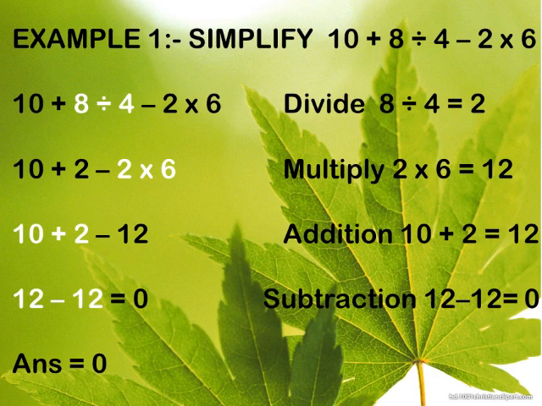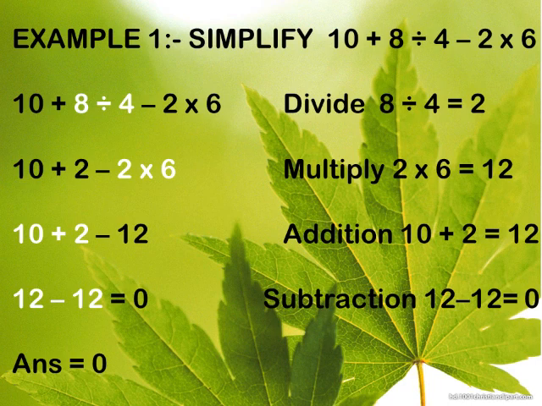So the next step, what will you write? 10 plus 2 minus 2 into 6. So what is the operation you will do next? It is multiplication. What are the numbers you need to multiply? 2 and 6. So you rewrite the line again. 10 plus 2 minus 2 into 6 is what? 12. So you will write it as minus 12.